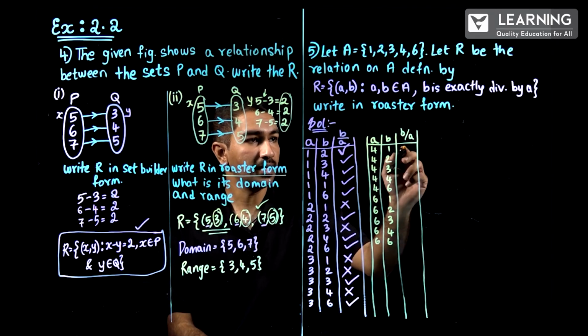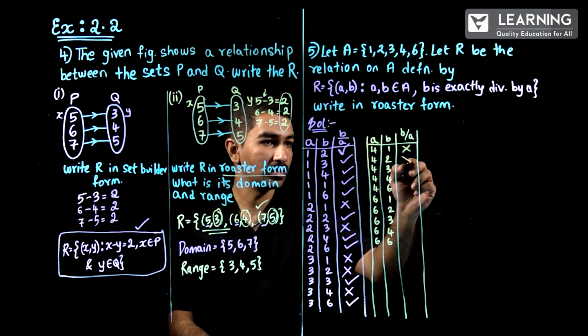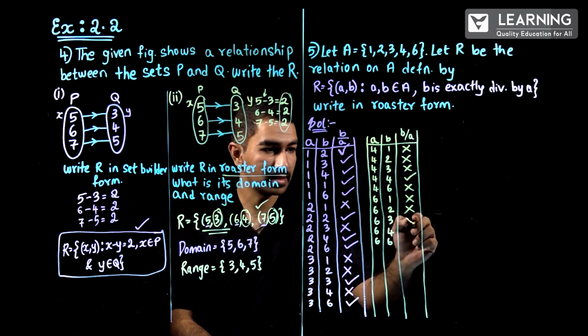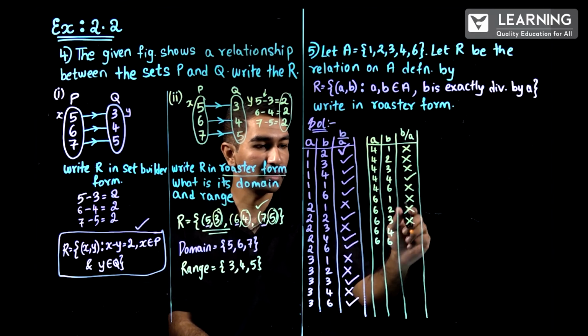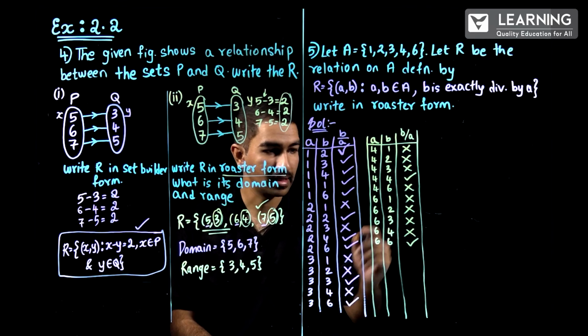B divisible by A. 1 divisible by 4, no. 2 divisible by 4, no again. 3 by 4, no. 4 by 4, yes. 6 by 4, no. 1 by 6, no. 2 by 6, 3 by 6. So divisible means remainder should be equal to 0. 4 by 6, 6 by 6 is again yes.